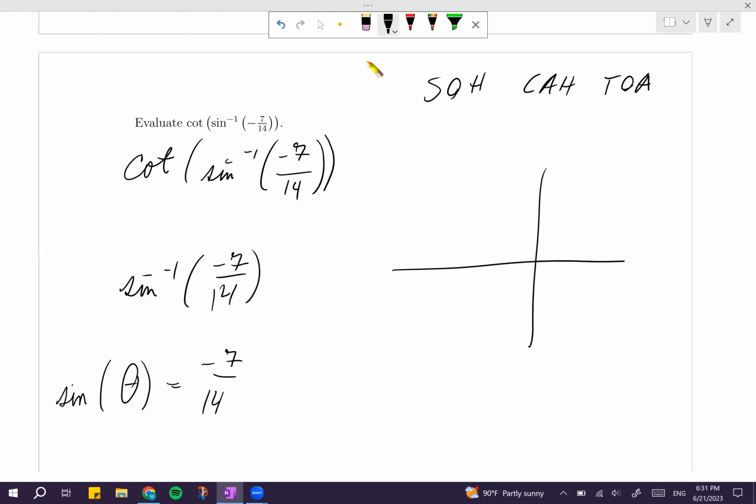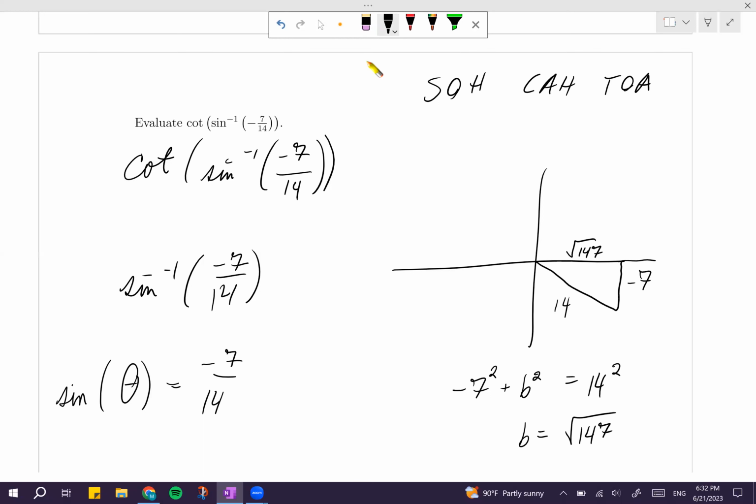So it will look something like this. -7, and my hypotenuse is 14, and I need to find my other side. So whenever I plug this into Pythagoras' theorem, I have -7 squared plus b squared, this is my b, equals 14 squared. Alrighty, and then whenever I solve for b, I'm going to get b is equal to the square root of 147. Alrighty, so b is square root of 147.